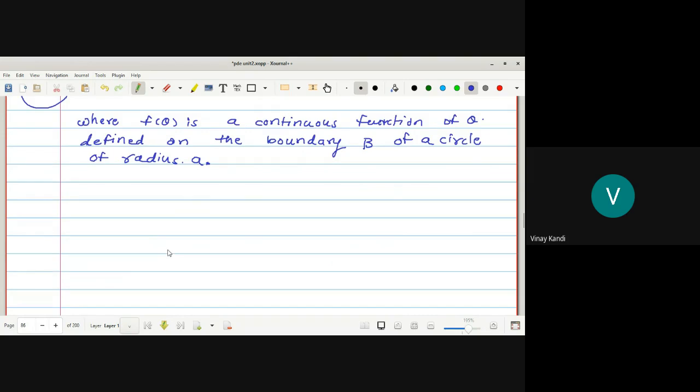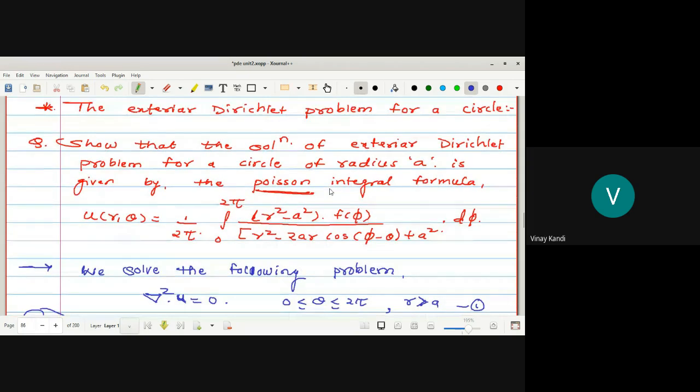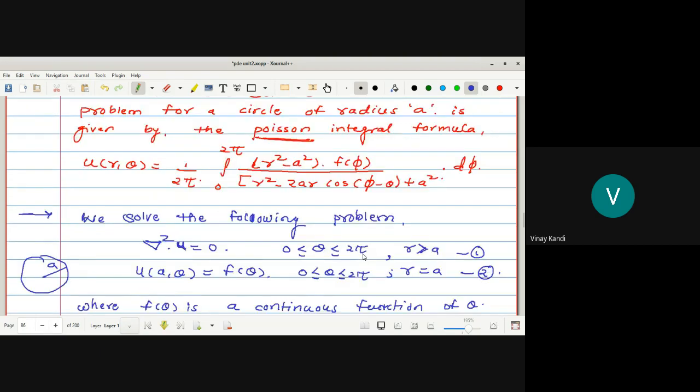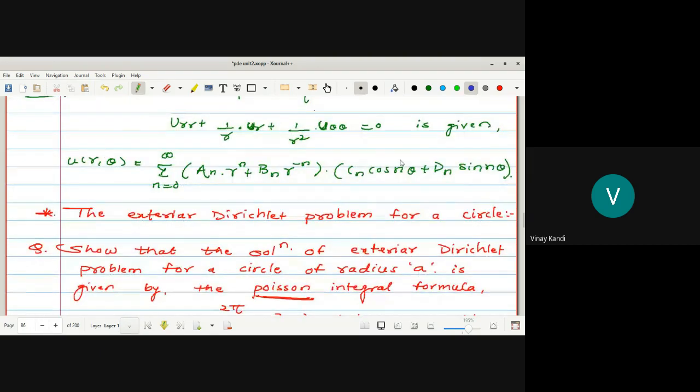Now consider the second order differential equation in polar form. Consider del square u is equal to u double r plus 1 upon r into u r plus 1 upon r square into u double theta is equal to 0. This is the Laplace equation, a type of second order differential equation. So we know that the solution of this differential equation is given by u of r theta.